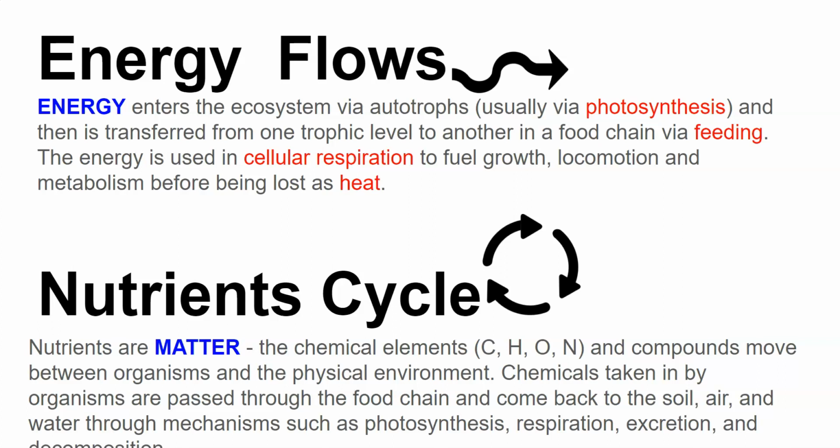Whereas nutrients are matter, such as the chemical elements carbon, hydrogen, oxygen, and nitrogen. Those are the four big ones inside living things. These chemical elements and compounds move between organisms and the physical environment. Chemicals taken in by organisms are passed through the food chain and come back to the soil, air, and water through mechanisms such as photosynthesis, respiration, excretion, and decomposition.